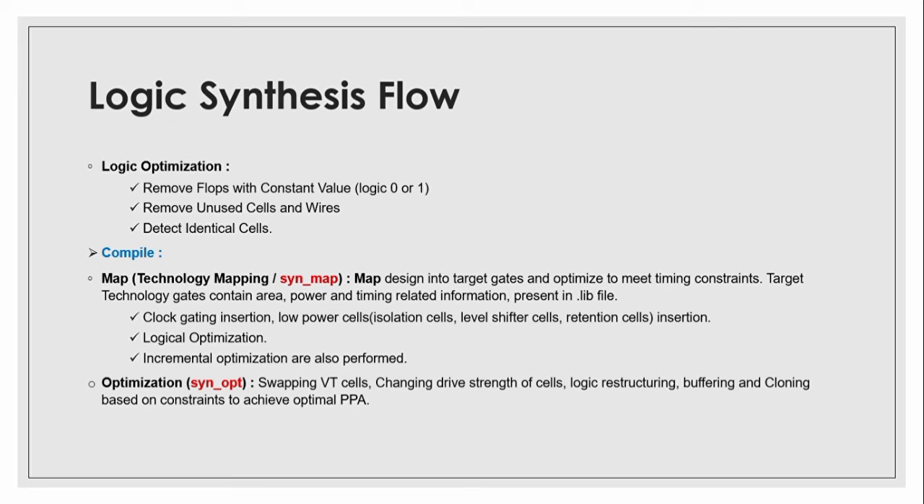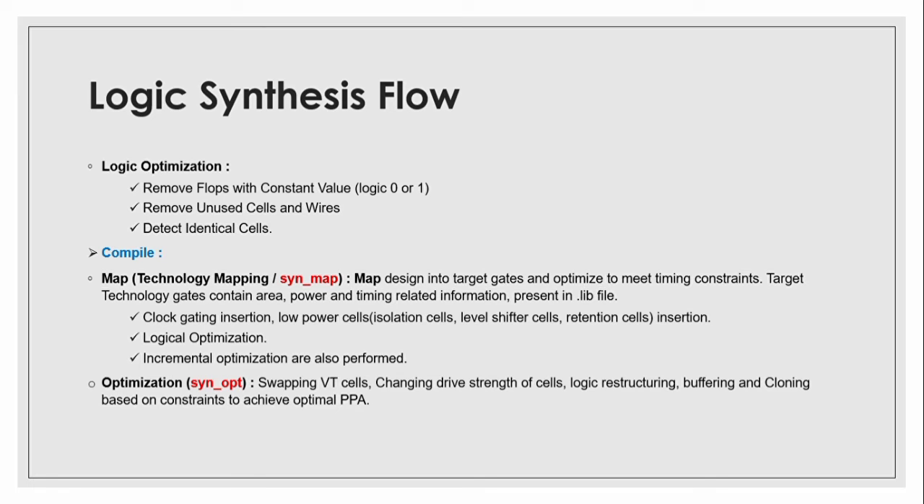Next is the compile stage. At the compile stage we perform technology mapping, whereas at the elaborate stage we perform generic mapping. For that we use the command compile. Whatever generic cells we have from the elaborate stage will now be converted into the targeted technology gates.